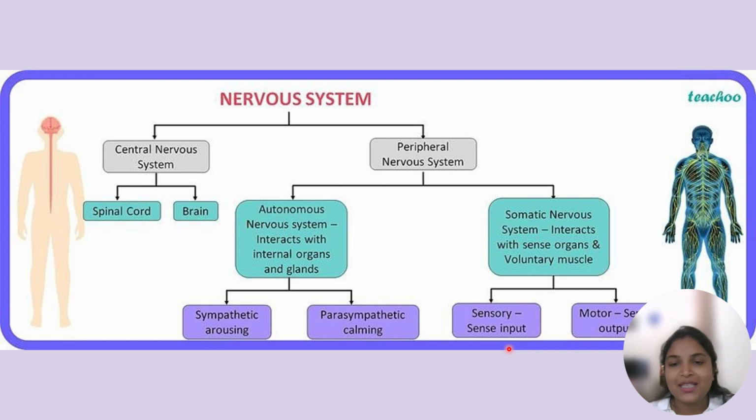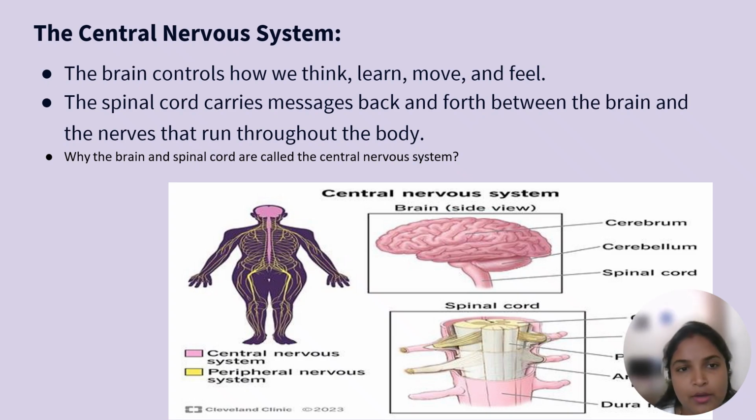Sensory nerves sense the external environment and send the messages to the internal environment, that means the spinal cord or the brain. Motor nerves carry the messages coming from the brain or the spinal cord to the outer environment. The brain and the spinal cord come under the central nervous system, where the brain controls how we think, learn, move and feel. The spinal cord carries the messages back and forth between the brain and the nerves that run throughout the body. It is the link between the brain and the peripheral nervous system.